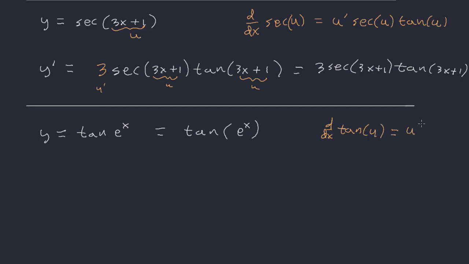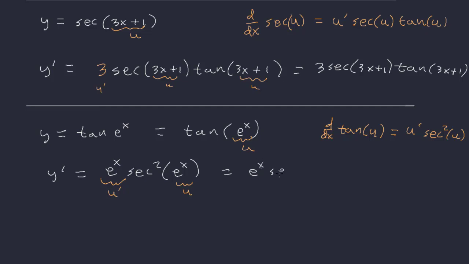So the derivative there is going to be u prime secant squared u. Okay, well here our stuff, thankfully, is e to the x. And I say thankfully because the derivative of e to the x is just itself, e to the x. And then it will be secant squared of u, which is e to the x. So here's our u, and here's our u prime. Okay, but our answer is simply e to the x times secant squared of e to the x.